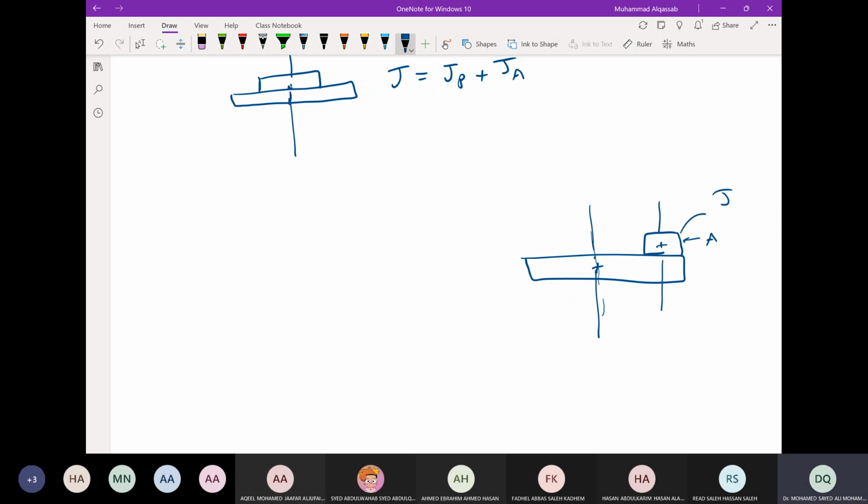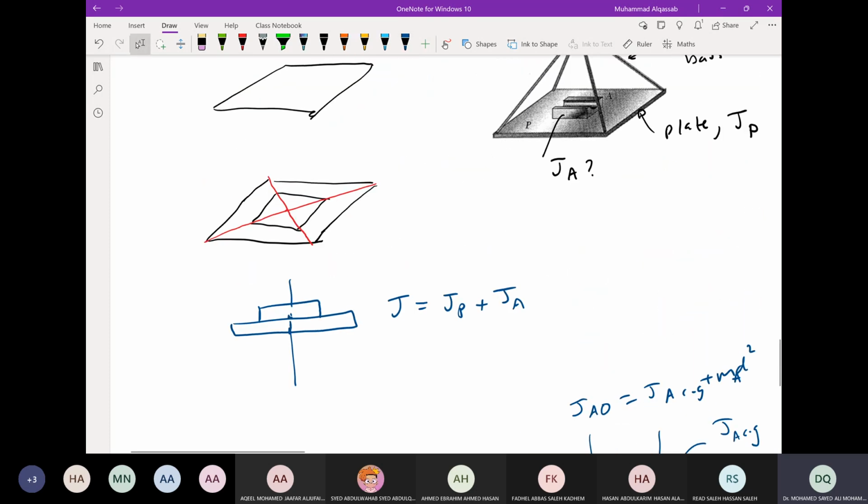Okay, so this has J_A,CG. We have to bring the moment of inertia of JA about point O, let's say. Then about point O it is obtained by the parallel axis theorem, with mass MA and this distance D. And this has a moment of inertia JP. Then the total moment of inertia about O is JP plus JA, but JA is obtained by the parallel axis theorem. Here we don't have the parallel axis theorem, just JA plus JP.